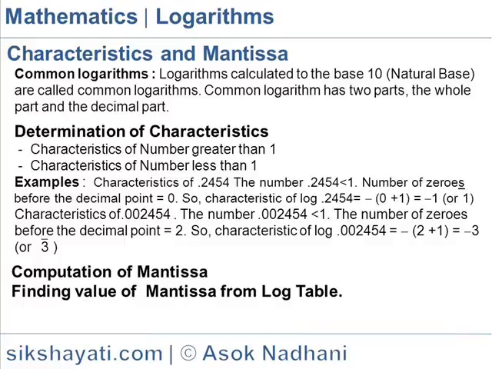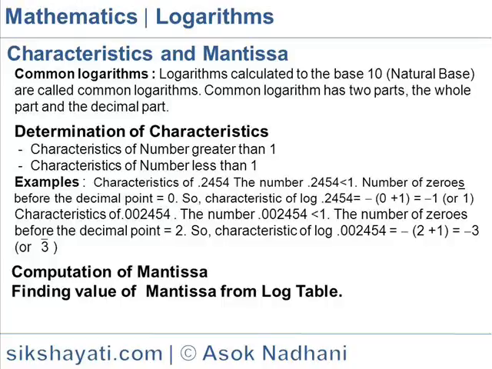For example, when the value of the logarithm is 2.4567, the value of the characteristic is 2, that is the left part of the decimal point, and the value of the mantissa is 0.4567, which is the non-negative decimal part.